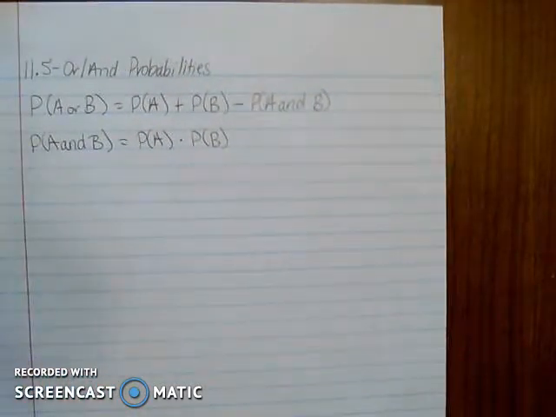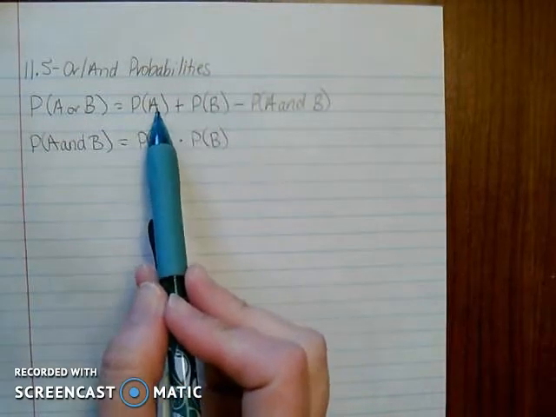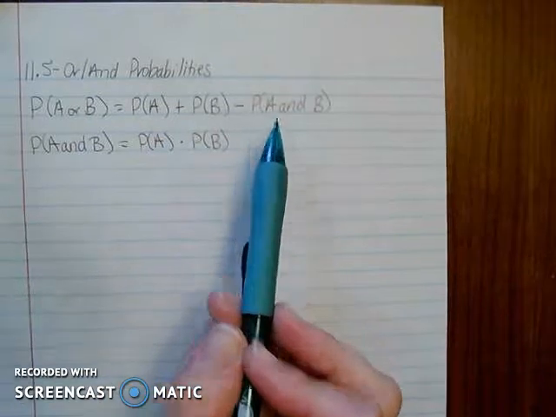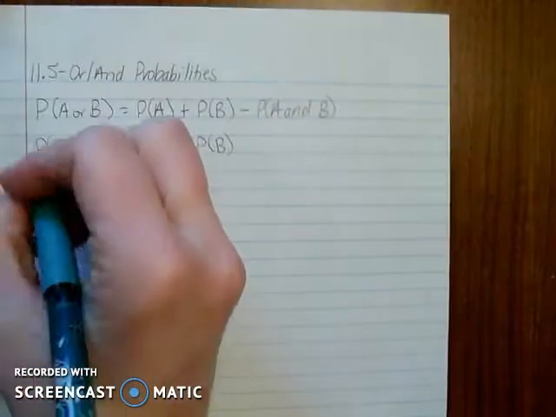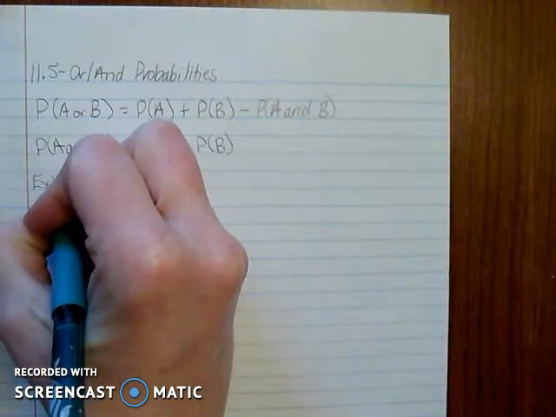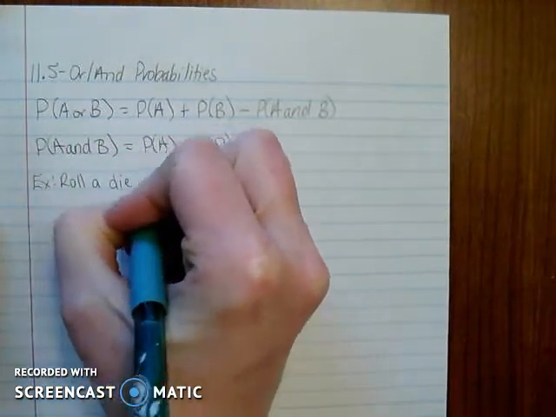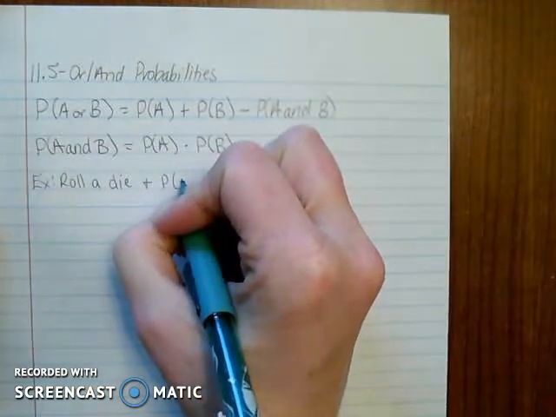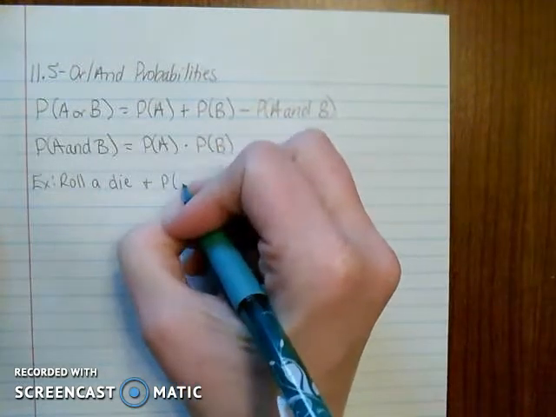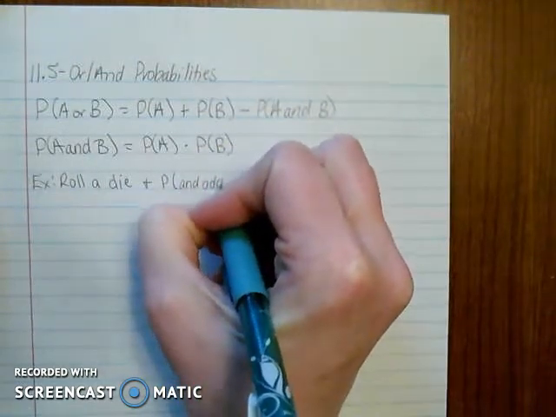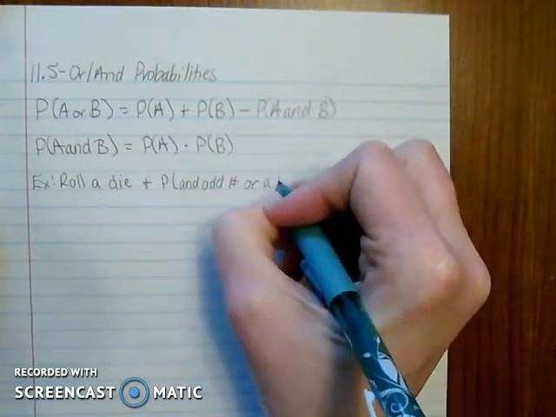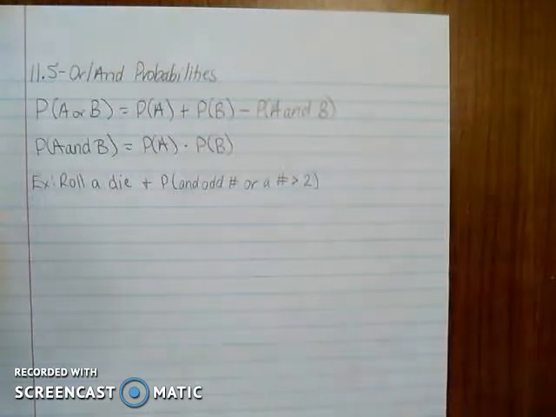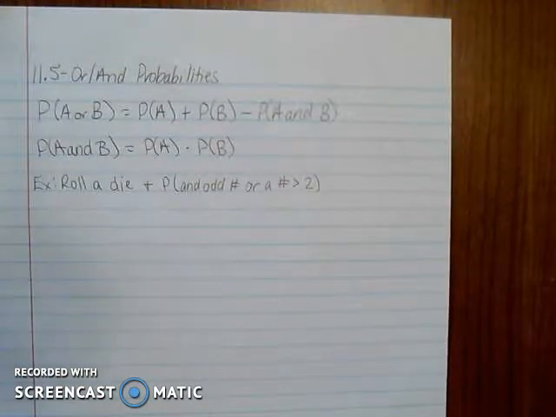First, if you have an or problem, you take the probability of each one separately, add them together, but then you have to subtract out the overlap. For example, if I'm going to roll a die and I want the probability of getting an odd number or a number greater than 2. I want it to be odd or greater than 2. Again, this is pretty easy. You can just count them, but if we're going to use the formula, here's what it looks like.